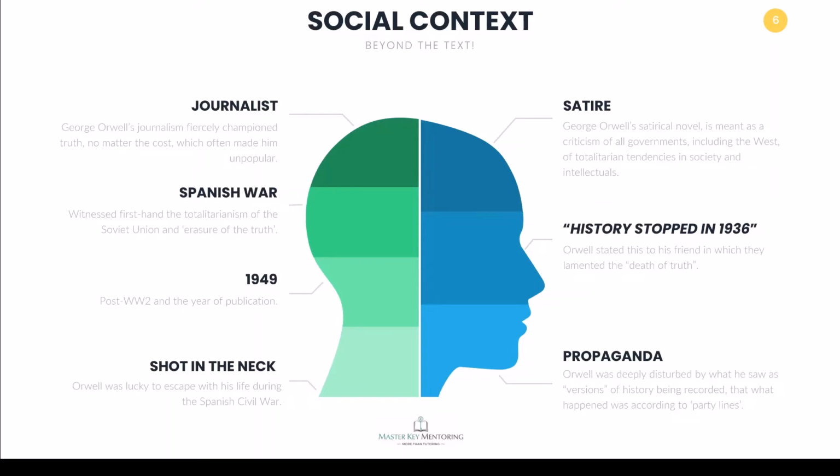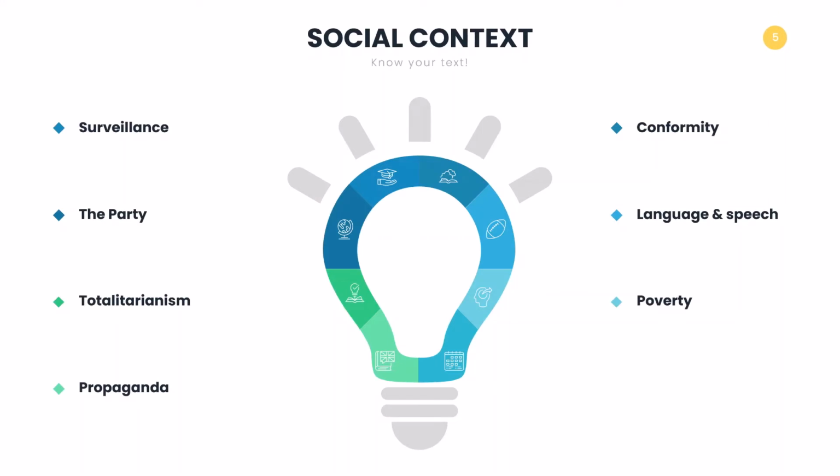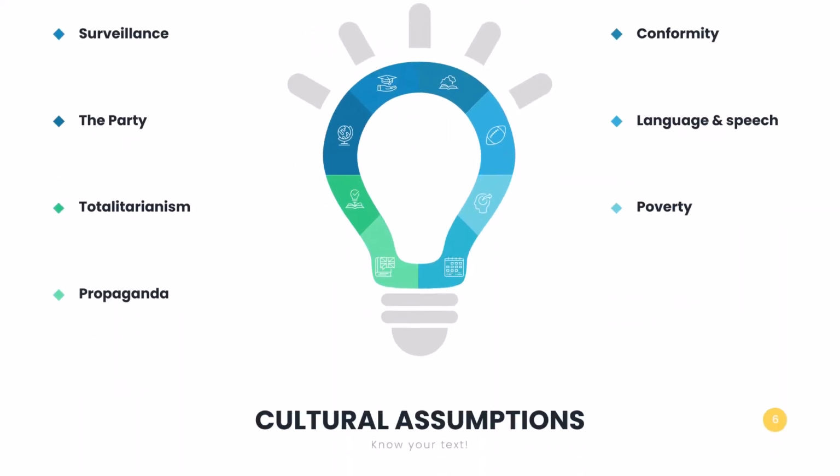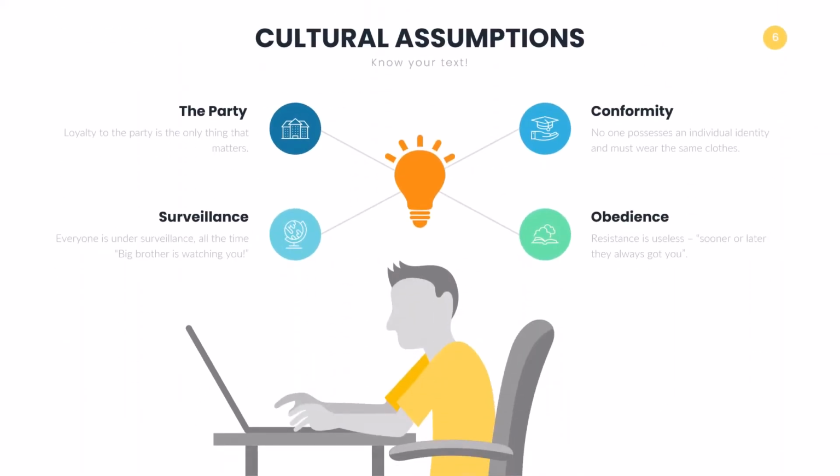So the social context for the author George Orwell here we see as having a significant impact on the creation and our interpretation of 1984 itself. We can examine, however, the text on a deeper level by looking at the internal machinations of a society and its cultural assumptions or cultural attitudes.